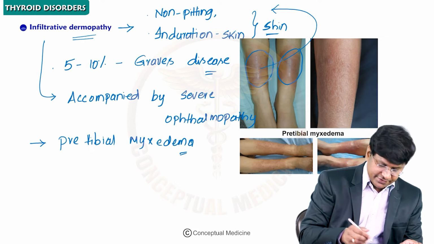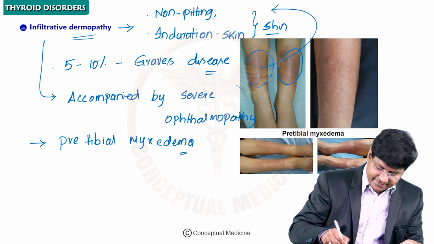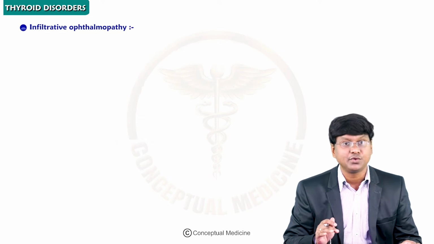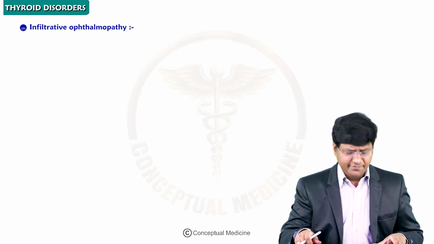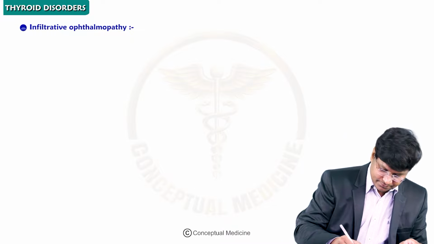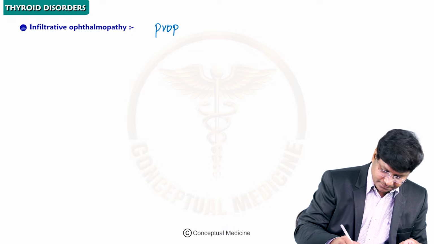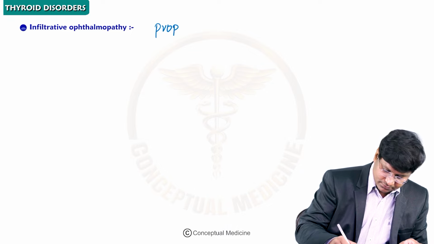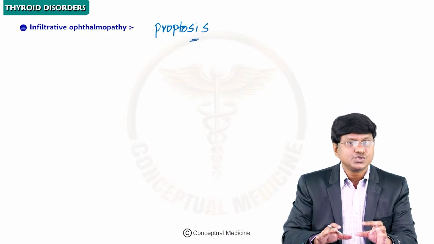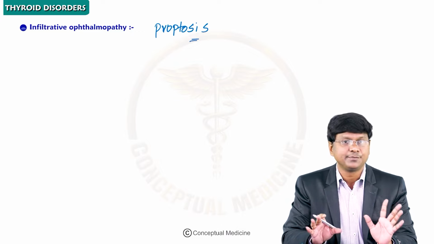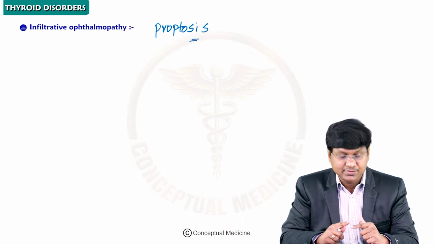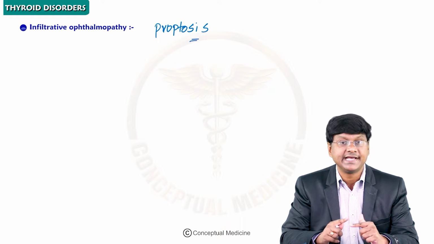Next, I told you that this infiltrative dermopathy is most of the time accompanied by ophthalmopathy. Now let me explain about infiltrative ophthalmopathy. See, infiltrative ophthalmopathy is where the individual will have proptosis. And this proptosis is the protrusion of the eyeball. So why does this infiltrative ophthalmopathy occur? If you take the orbital adipose tissue as well as the extraocular tissues, they are inflamed.